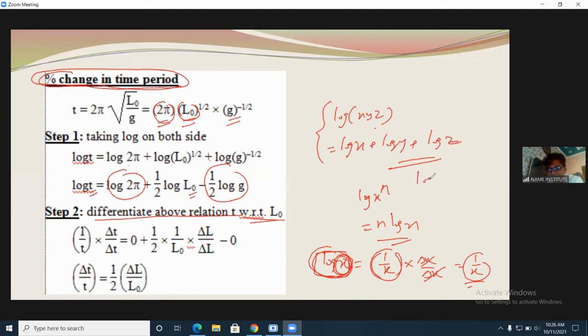What is the differentiation of log of X? It is 1 by X. The remaining differentiation of X with respect to X will come delta X by delta X. And that concept we will apply here now.